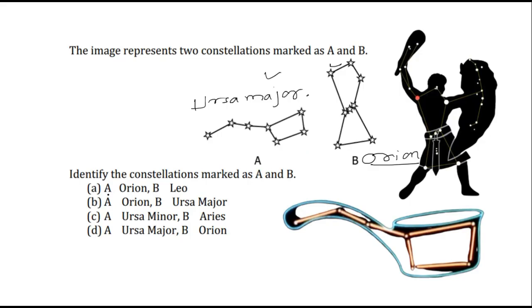So our answer should be Orion and Leo. Leo is not there, so that's cancelled. Orion and Ursa Major. Right. And next, Ursa Major and Aries, and D, Ursa Major and Orion. So this is the correct one. See the combination here. B says Orion and Ursa Major. Okay, A is not Orion. A is Ursa Major. So A is Ursa Major and B is Orion is the right answer.